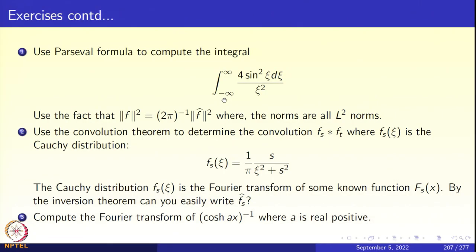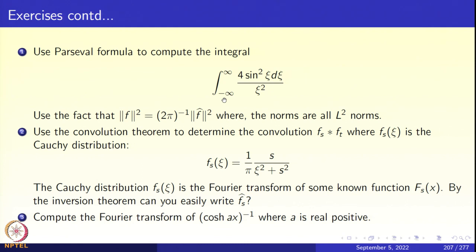Hello, so we continue discussing those exercises that I left out last time. There are three exercises that we discussed. First one was exercise one that you see in the slides. We explained how the Parseval formula could be used to calculate this integral, 4 sine squared chi d chi upon chi squared, over the real line.